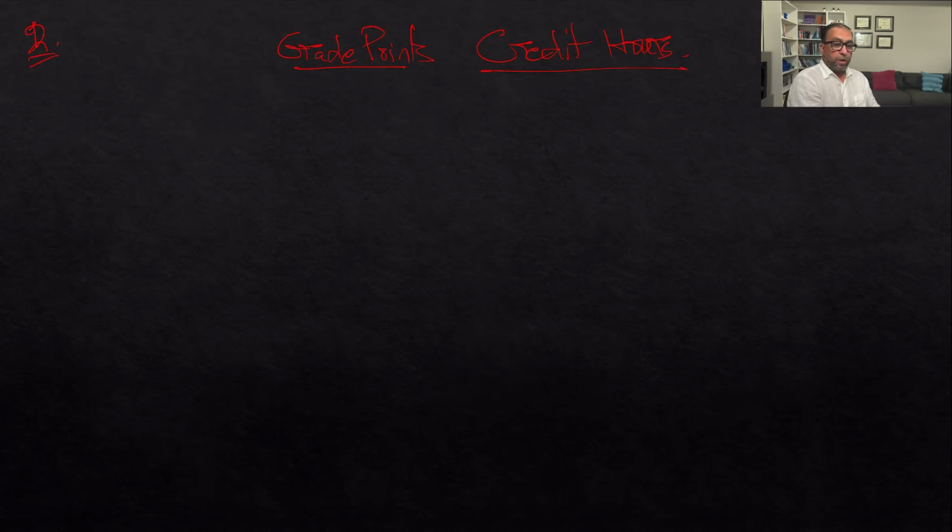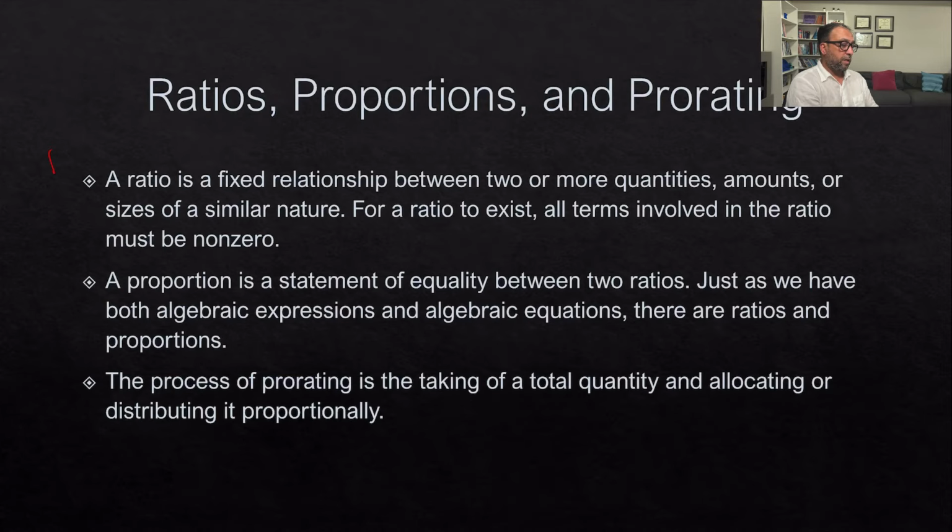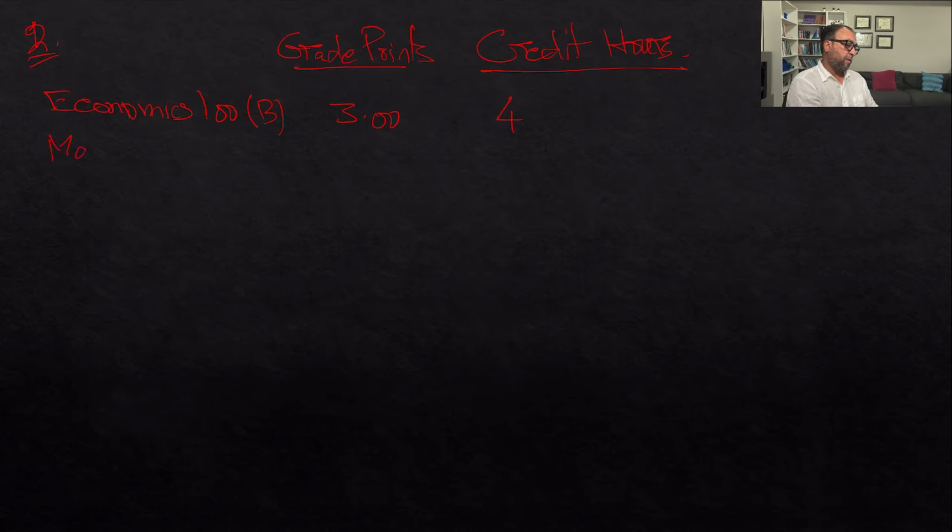So how can we do this? For economics 100, the grade is B, and with the B grade the grade point is 3 and the credit is 4. Similarly for math 100, this student has an A grade, and A grade means 4 grade points, and the credit hours are 4. And marketing 100, the grade is B plus, and B plus has a grade point of 3.5, and the credit hours is 3.